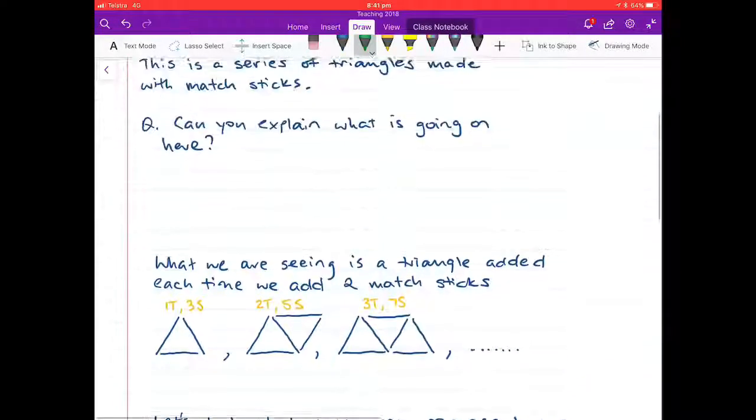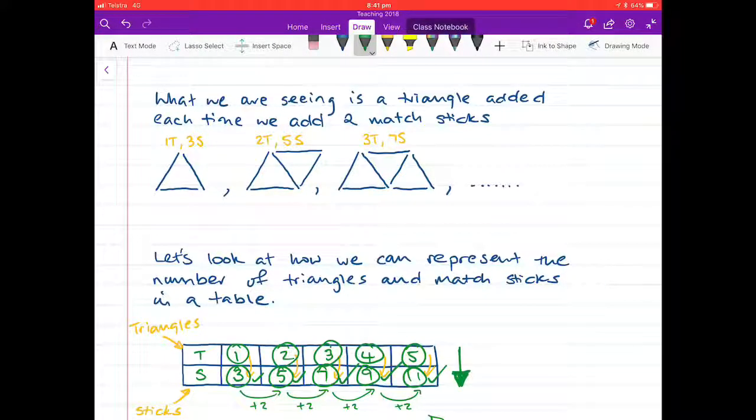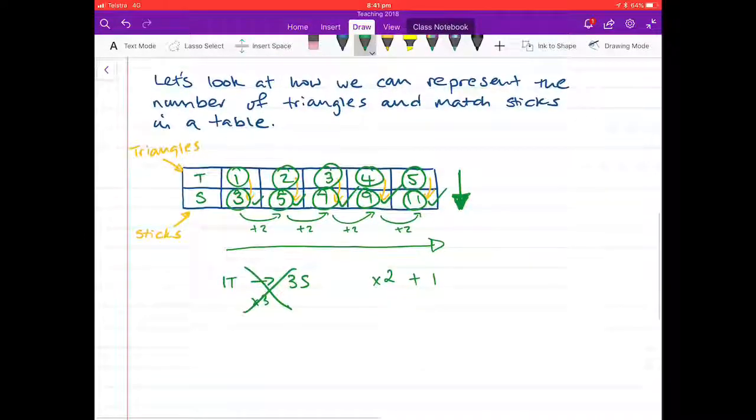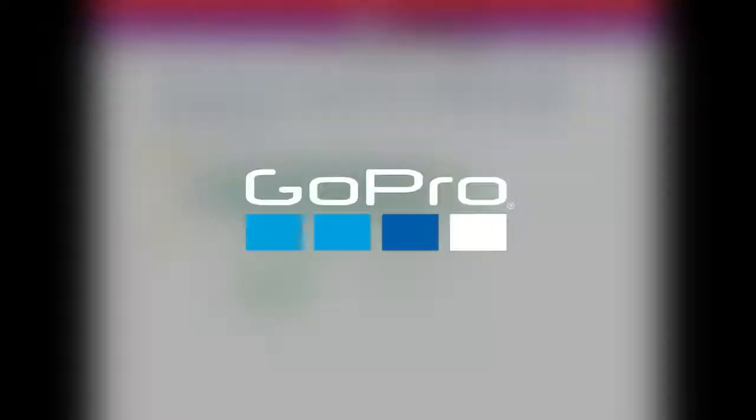Absolutely spot on. Alright, so looking at some different patterns here, okay, we can see that we can explain it in a couple of different ways. And now we're moving towards possibly looking at a rule that links the number of triangles and the number of matchsticks.